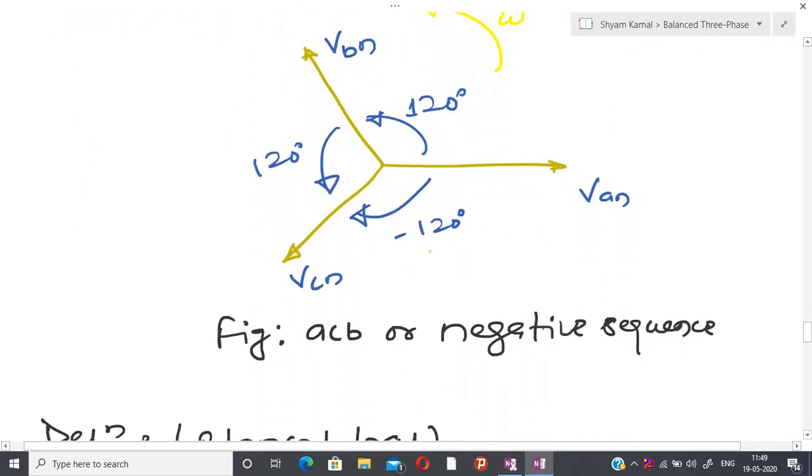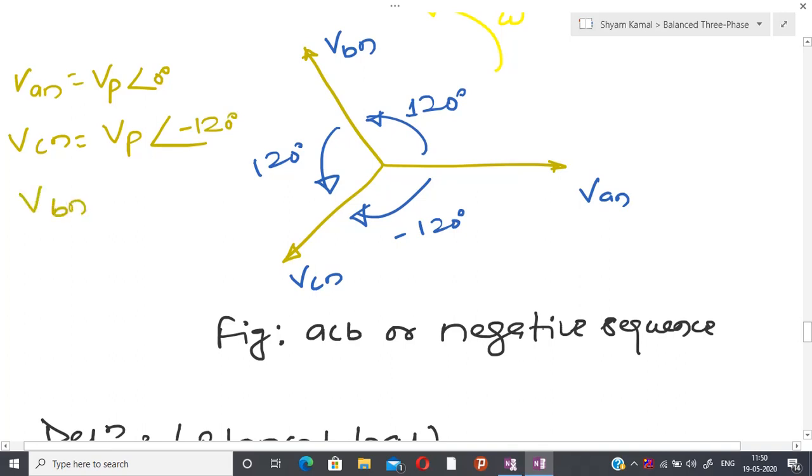So here you can see that now I have another set of phase voltages: VAN is VP at 0 degree, VCN is VP at minus 120 degree, and lastly I have VBN, which is VP at minus 240 degree, and equivalently I can also write it as 120 degree with plus sign.